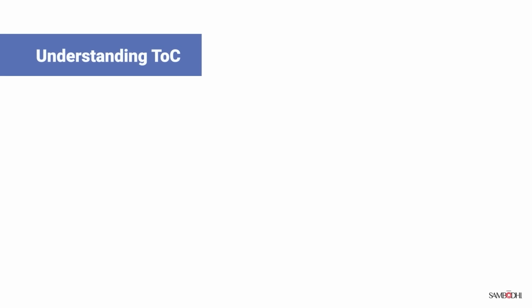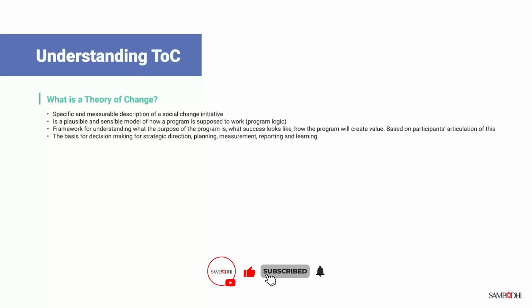Let us now understand how a theory of change can be applied. But first, what is a theory of change? As a specific and measurable description of a social change initiative, theory of change is a framework for understanding what the program's purpose is, what success looks like, and how the program will create value. It is the basis for decision-making for strategic direction, planning, measurement, reporting, and learning.